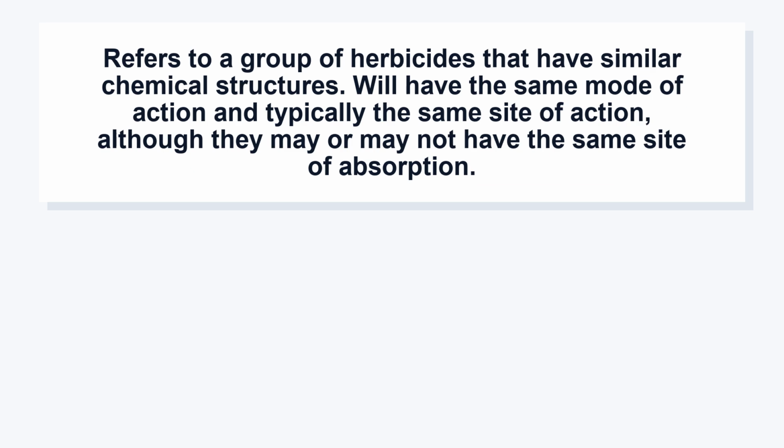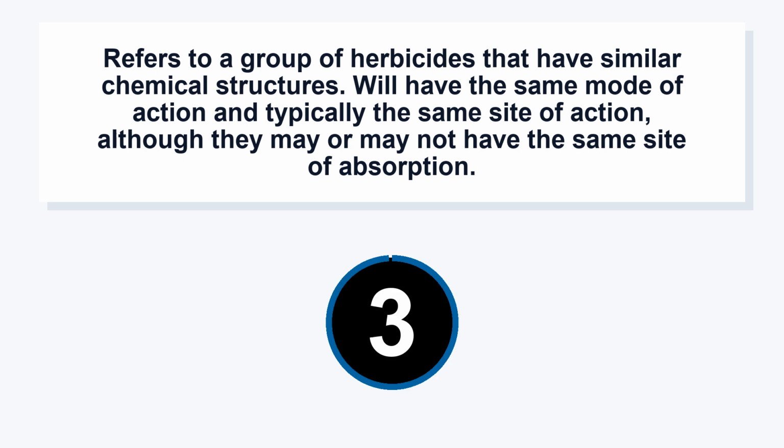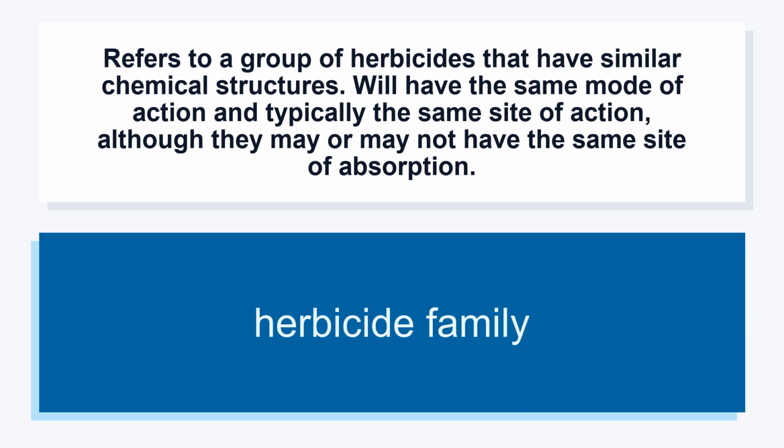Herbicide family refers to a group of herbicides that have similar chemical structures, will have the same mode of action and typically the same site of action, although they may or may not have the same site of absorption.